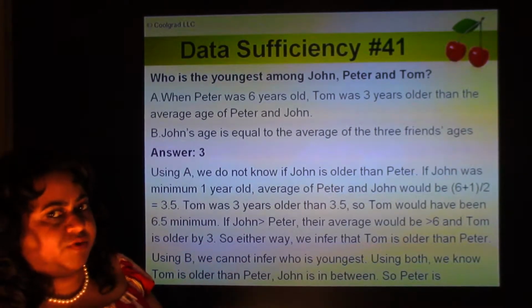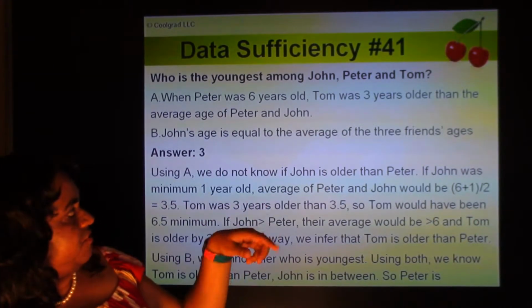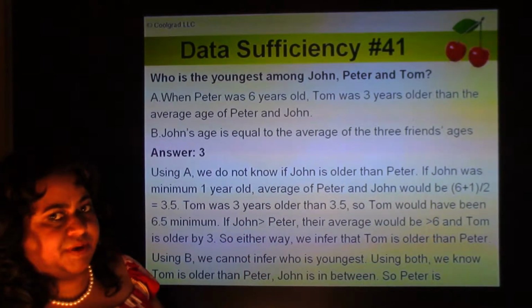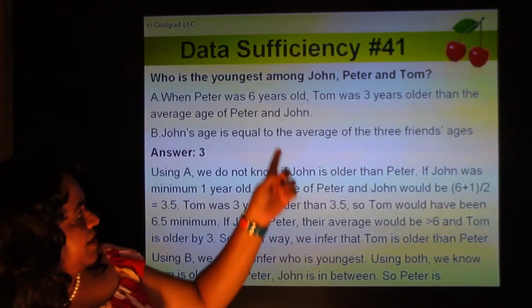So between Peter and John, we have to find out who is the youngest. So if John is older than Peter, we consider a situation where John is like the minimum age. If John is older than Peter, then the average would be greater than 6, right?